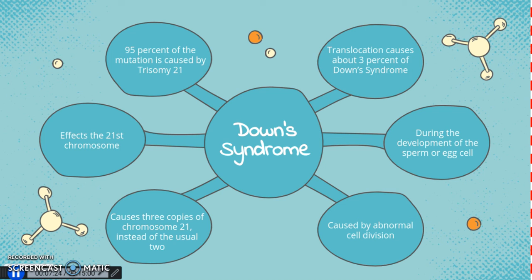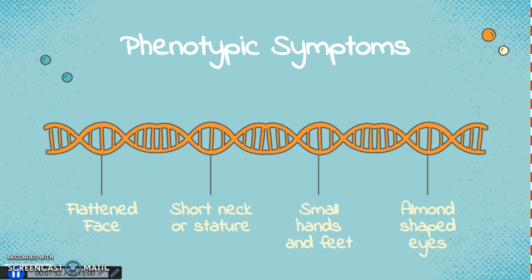Now, 95% of Down syndrome is caused by what is called trisomy 21, and it affects the 21st chromosome within a genome. It causes 3 copies of chromosome 21 instead of the usual 2. It's caused by abnormal cell division during the development of the sperm or egg cell. And the other 3% of Down syndrome cases are caused by what is translocation. Now, what are the phenotypic symptoms of Down syndrome? We have a flattened face, a short neck or stature, small hands and feet, and almond-shaped eyes.